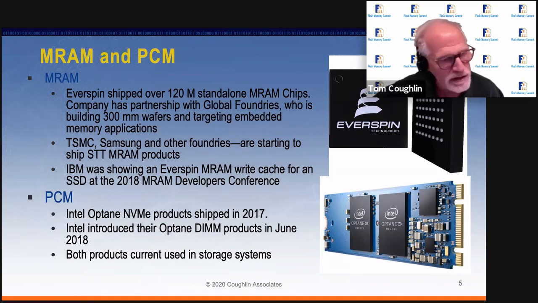Phase change memory, the best example of that today is Intel's Optane NVMe, which started shipping SSD products in 2017. And they started Optane DIMM-based products for the memory channel in June 2018, and started shipping those in 2019 and are shipping today. Both products are currently used in storage systems.